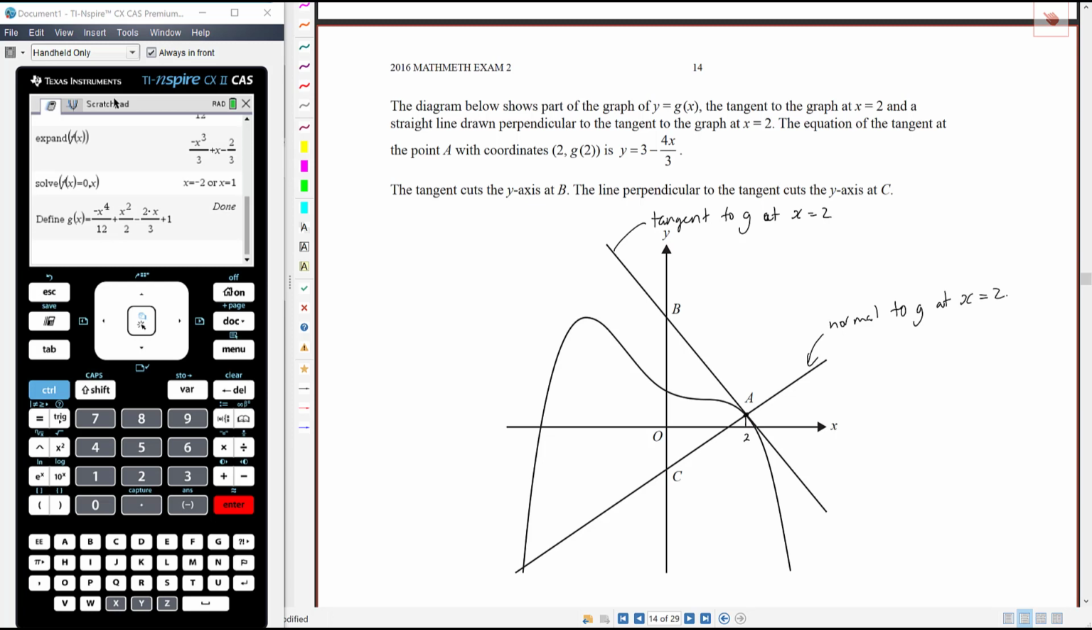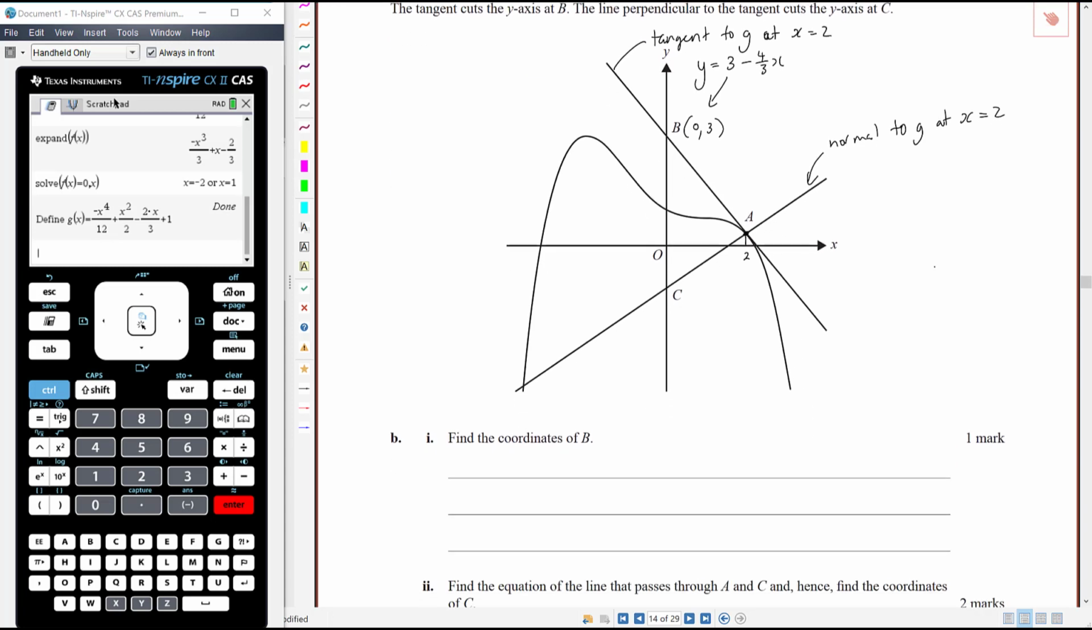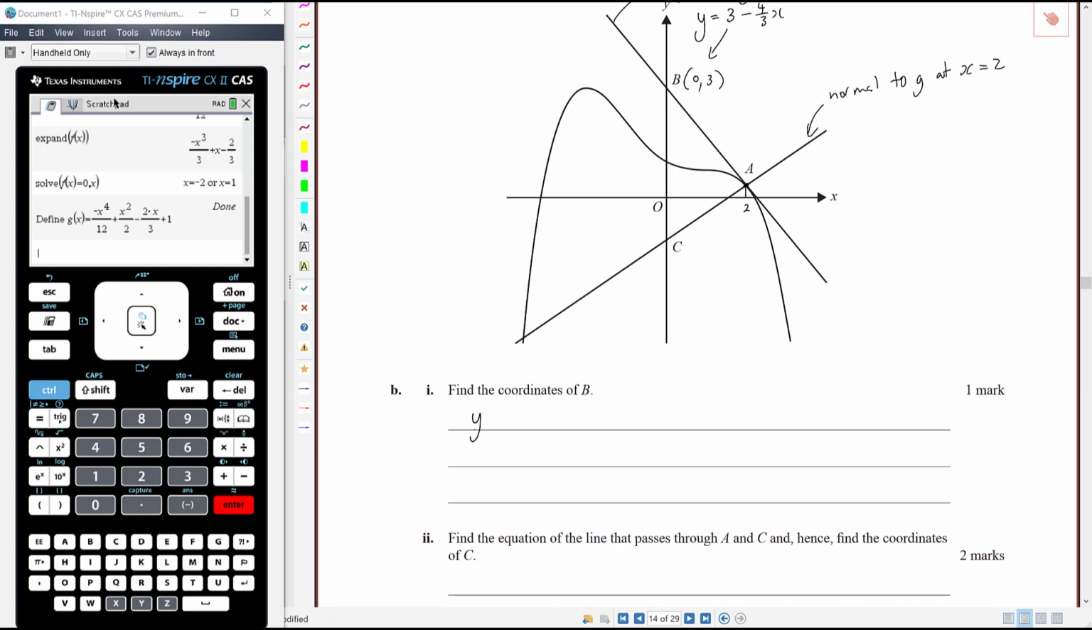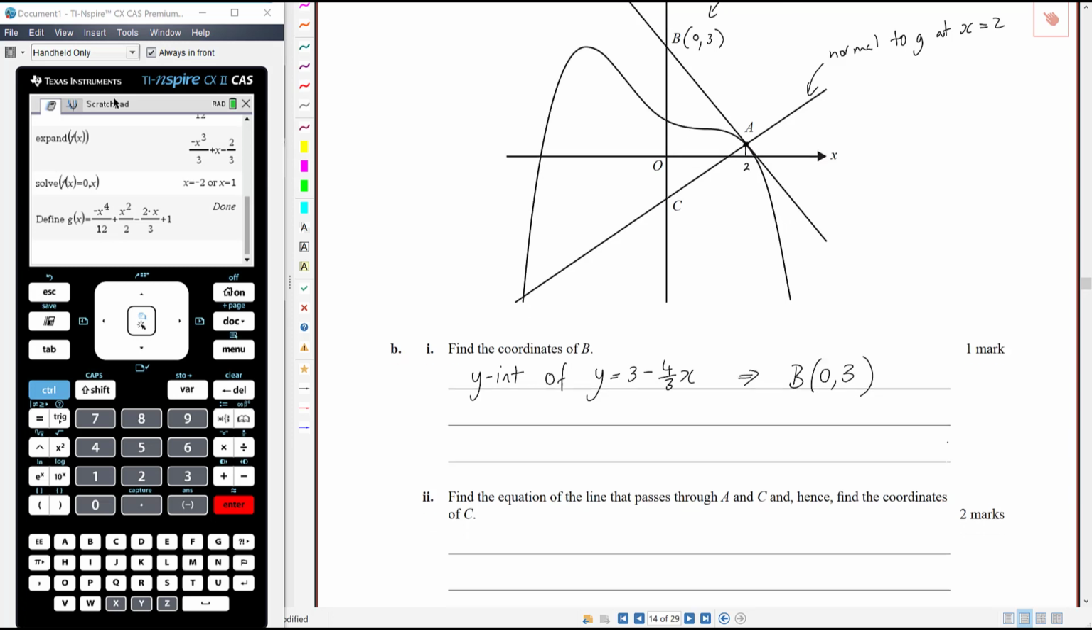The equation of the tangent at the point A with coordinates 2, g of 2 is, okay, so this tangent has equation y equals 3 minus 4/3 x. So immediately then I know the coordinates of B, it's the y coordinate of the tangent, and so it's going to be 0, 3. Alright, so, part 1, find the coordinates of B. It's a 1-mark question, so you can just write down the answer. It's the y-intercept of y equals 3 minus 4/3 x, and so this means that B is 0, 3.